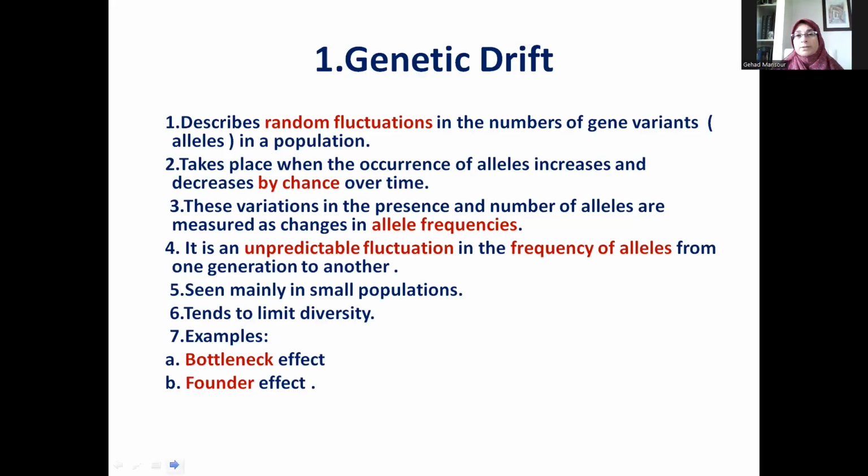Okay, what is a genetic drift? The genetic drift describes random changes that occur in the number of the various alleles in the population that occur by chance, meaning that it is not prepared for, it is not planned for. These variations in the number of alleles, we call them changes in allele frequencies or changes in the percentage of the alleles.